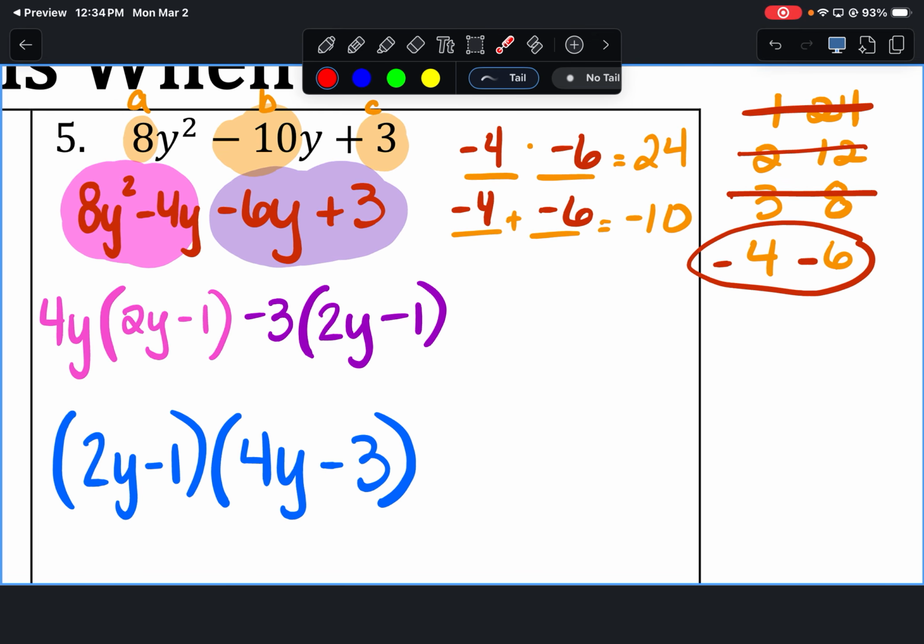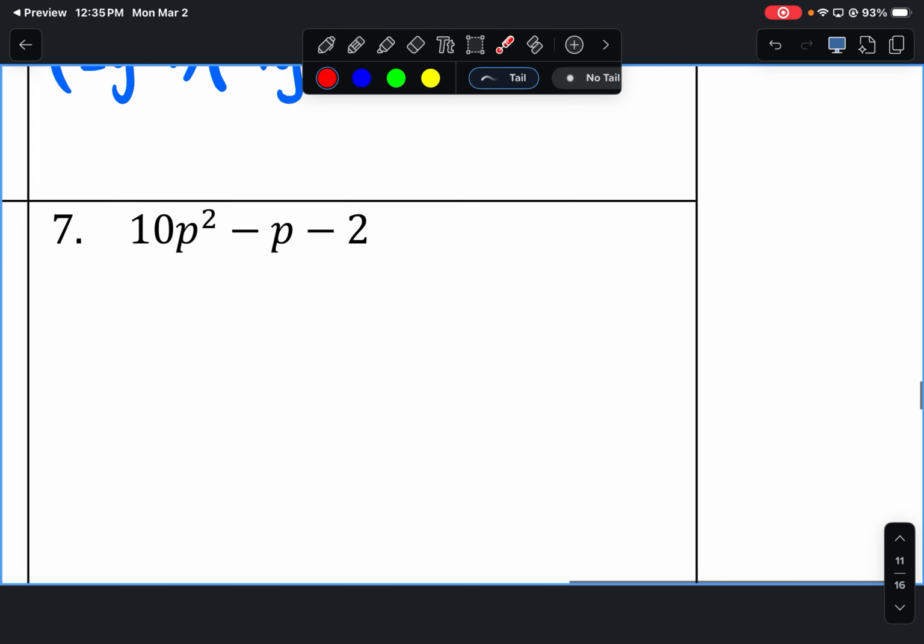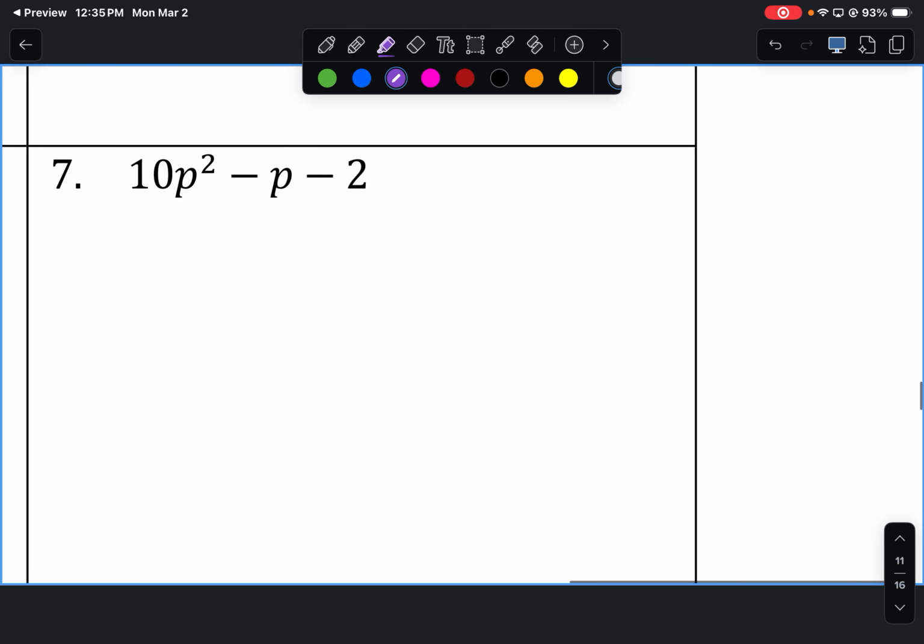All right, now we're going to go ahead and look at question 7. For question 7, what is our A term? 10. What is our B term? P1. Oh. Okay, so whenever we have a variable that does not have a number in front of it, what is understood to be in front? 1. So this has an understood negative 1. So our B is -1.